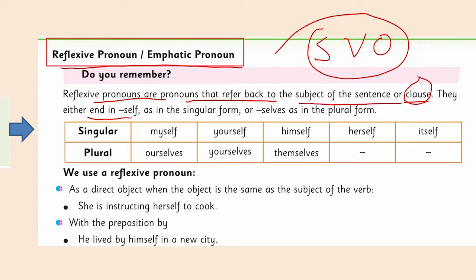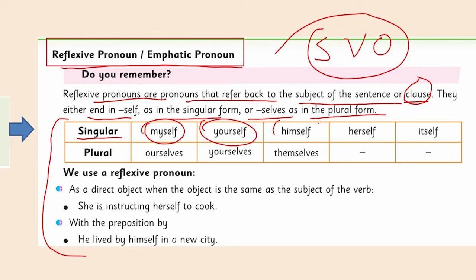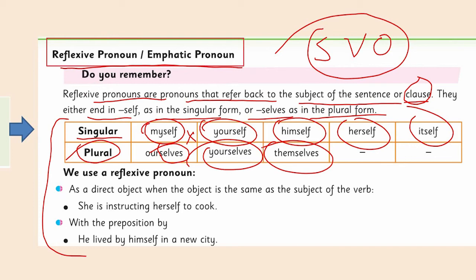They either end in self, as in the singular form, or selves, as in the plural form. We have discussed these concepts in our previous class too, in 6th class. So look here, singular: when we use reflexive pronouns that refer back to the subject of the sentence, we use myself, yourself, himself, herself, itself. In plural form, what do we do? We just remove the f here and add selves: ourselves, yourselves, themselves.